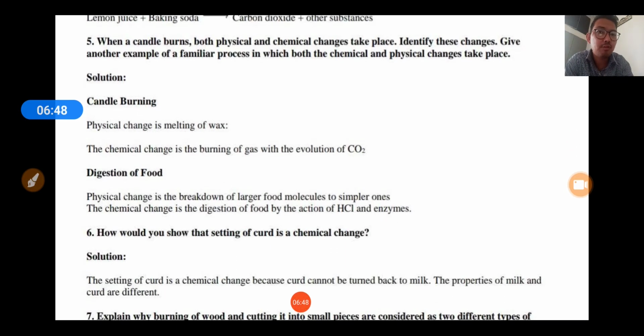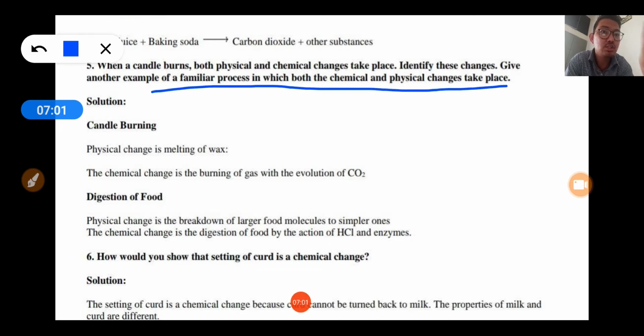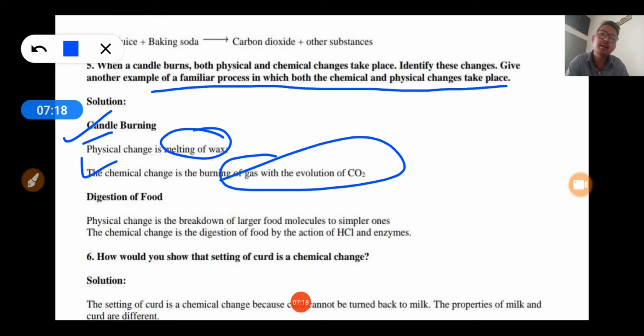Coming to question number 5, when a candle burns, both physical and chemical changes take place. Identify these changes and give another example of a familiar process in which both physical and chemical changes take place. So first, when a candle is burned, the physical change involved is melting of wax, and the chemical change involved is burning of gas with evolution of carbon dioxide.